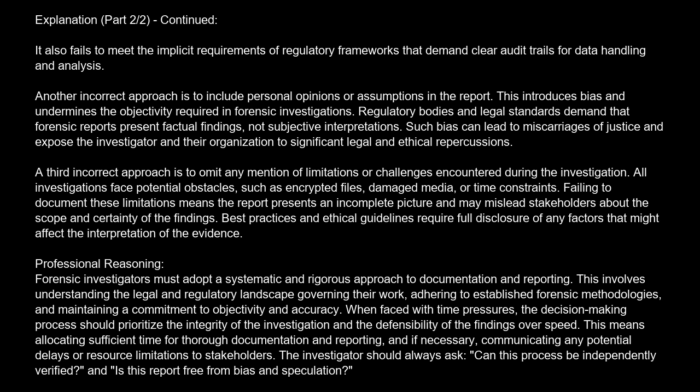This means allocating sufficient time for thorough documentation and reporting, and if necessary, communicating any potential delays or resource limitations to stakeholders. The investigator should always ask, can this process be independently verified? And is this report free from bias and speculation?